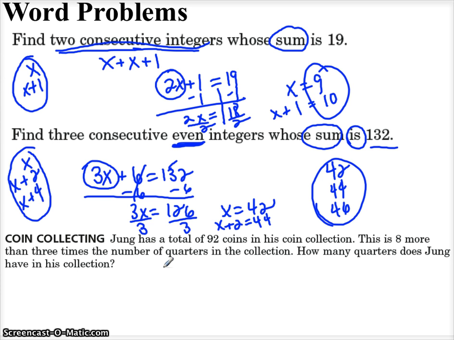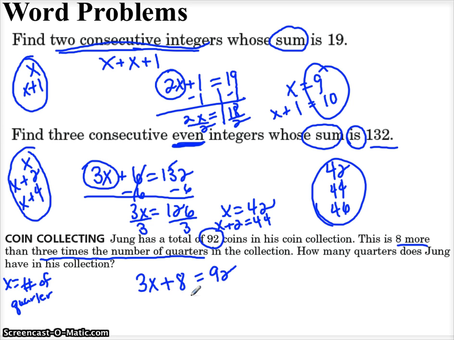All right, coin collecting. Jung has a total of 92 coins in his coin collection. This is 8 more, so 8 more than 3 times the number of quarters. So the total is 8 more than 3 times the number of quarters. So if x equals the number of quarters, okay, we have 8 more than 3 times the number of quarters. So 3 times the number of quarters plus 8 would be the same as 92.